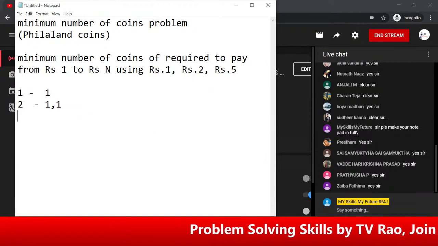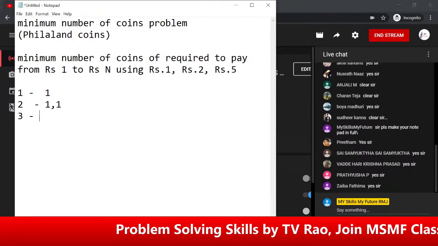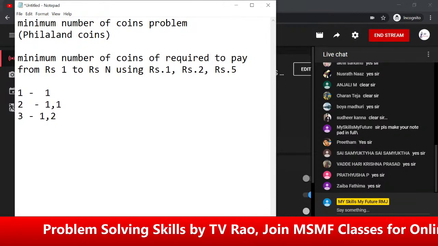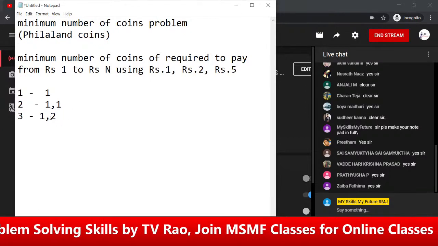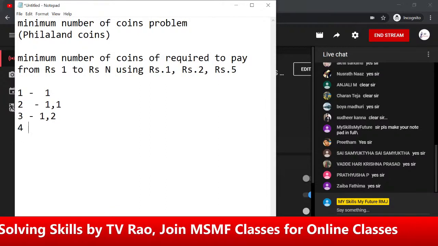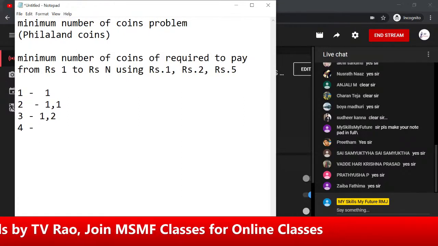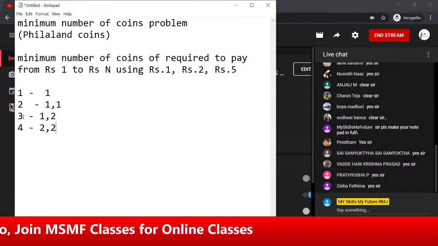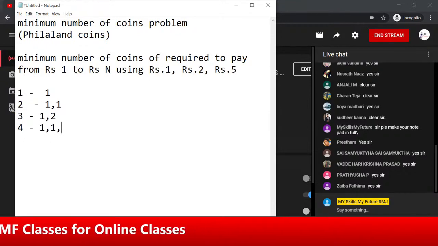Now, to pay 1 rupee, 2 rupees, 3 rupees, you can use a 1 rupee coin and a 2 rupee coin. If you have these two coins, you can pay 1 rupee, 2 rupees, 3 rupees. Now, to pay 4 rupees: if you have two 2 rupee coins, then you cannot pay 3 rupees and you cannot pay 1 rupee. So the only alternative is two 1 rupee coins and one 2 rupee coin.